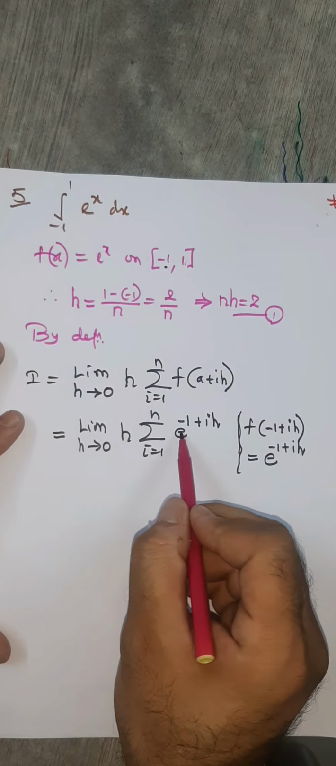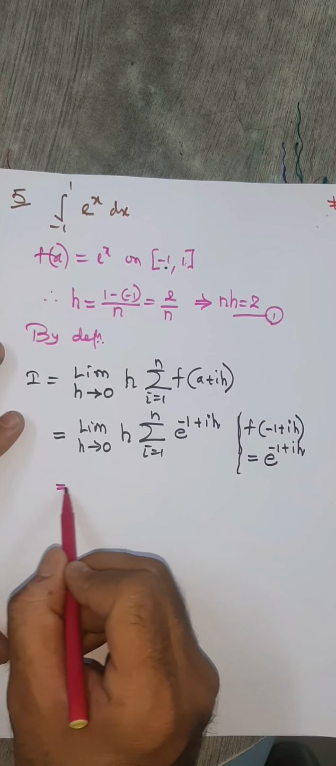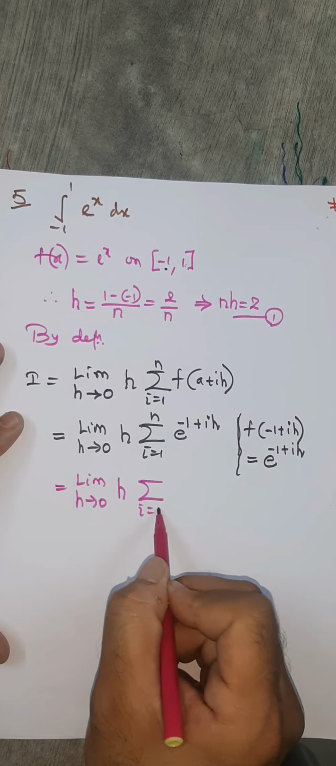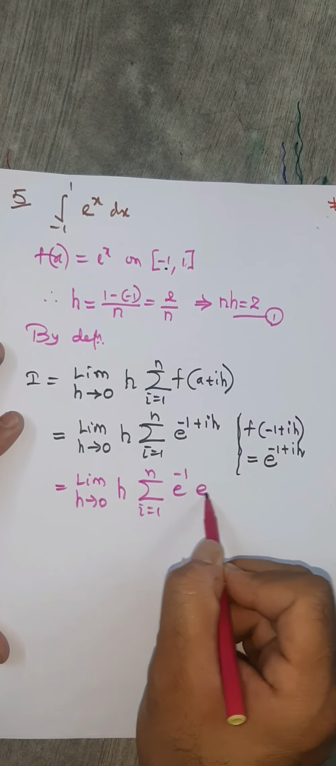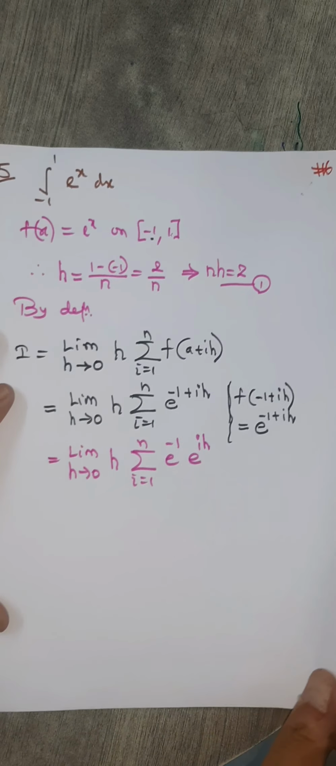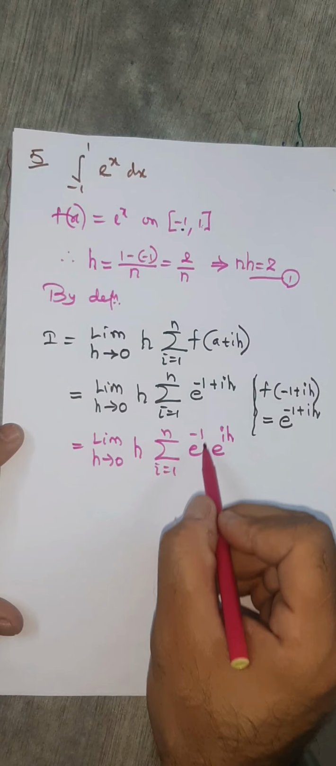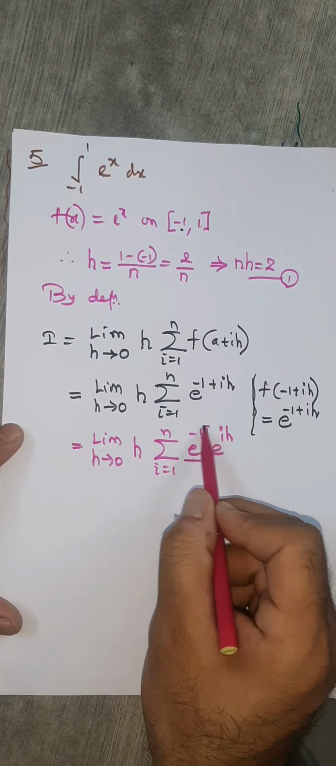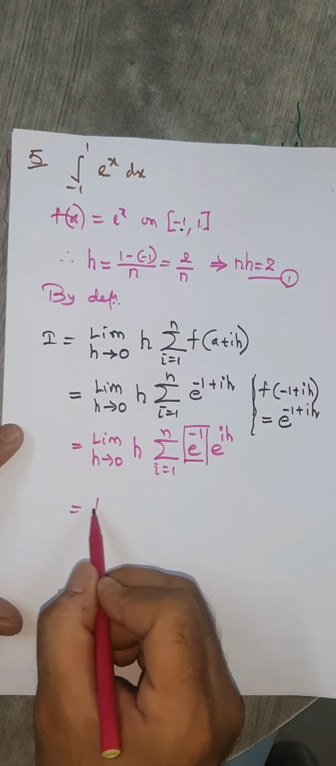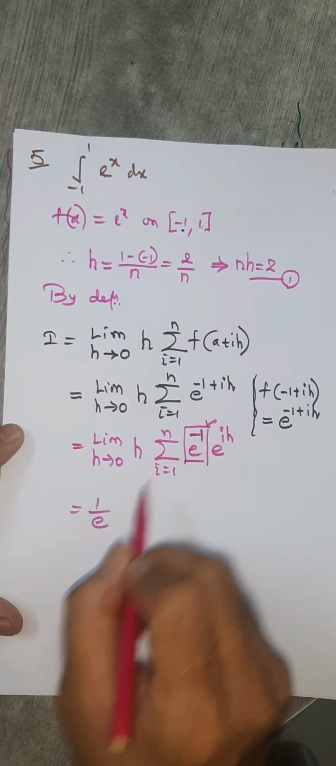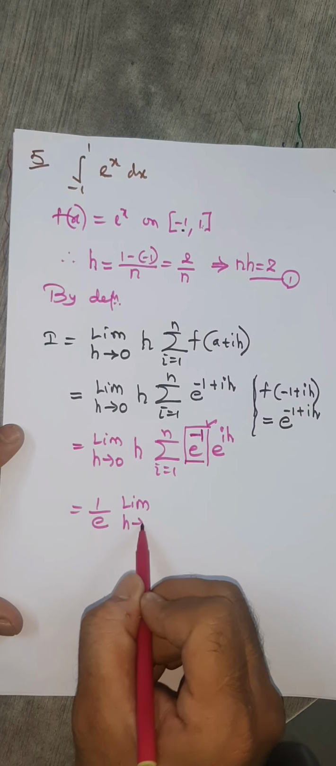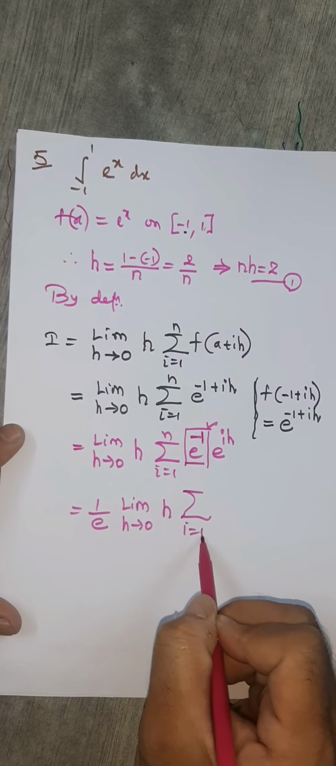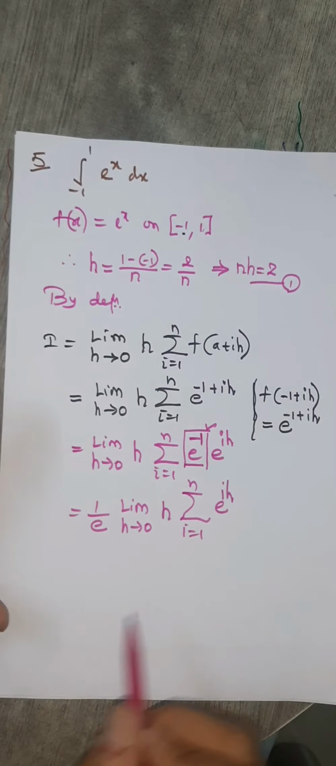Now, in such questions, if you have addition of exponents, you can write as a product. So I'm writing like this here. h into sigma i runs from 1 to n e raised to minus 1 into e raised to ih. You know, both the bases are same, you can add the exponent. Now this is constant, remember, 1 upon e you can write. So I'll take that outside. This is just 1 upon e, I'm keeping outside. Limit h tends to 0. This is h into sigma i runs from 1 to n e raised to ih.